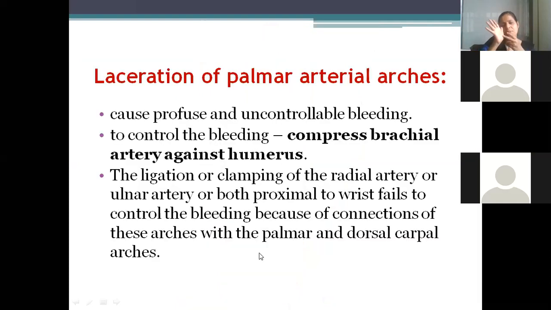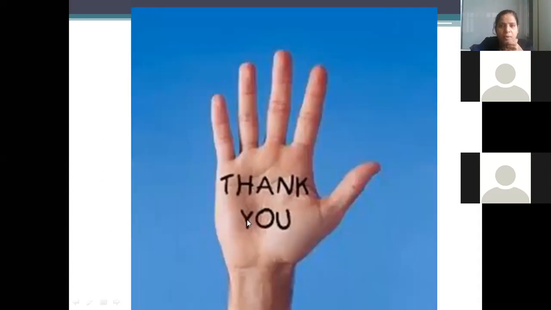So laceration means what? Suppose the person falls on the palm, and the muscle fibers are cut. Obviously the blood vessels may also be cut, and then they will cause profuse, uncontrollable bleeding. To control this, generally we have to compress which artery? Brachial artery, because the brachial artery is the one dividing into radial and ulnar. If you compress there, the blood supply will be stopped. The blood supply will not enter into the radial and ulnar, so it will not enter into the superficial and deep palmar arches. Okay, beta?